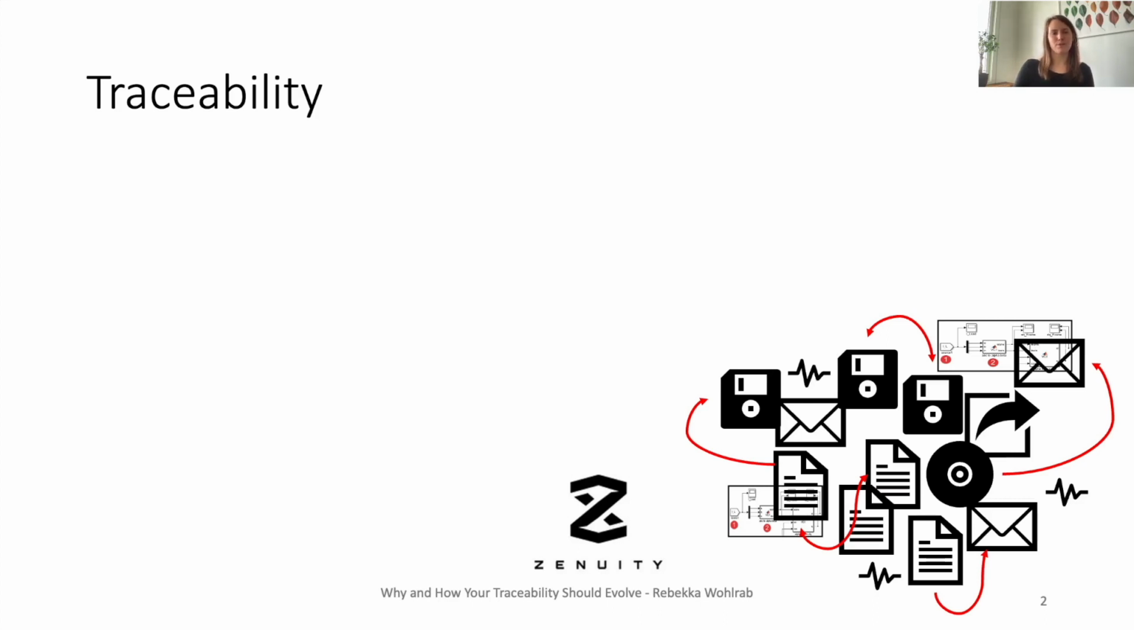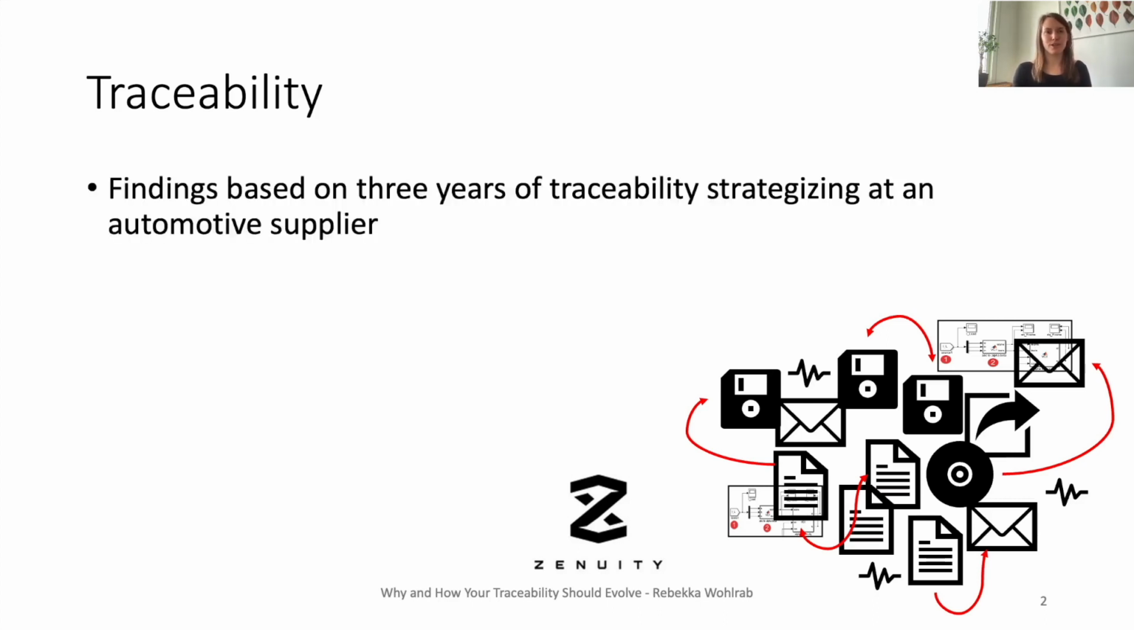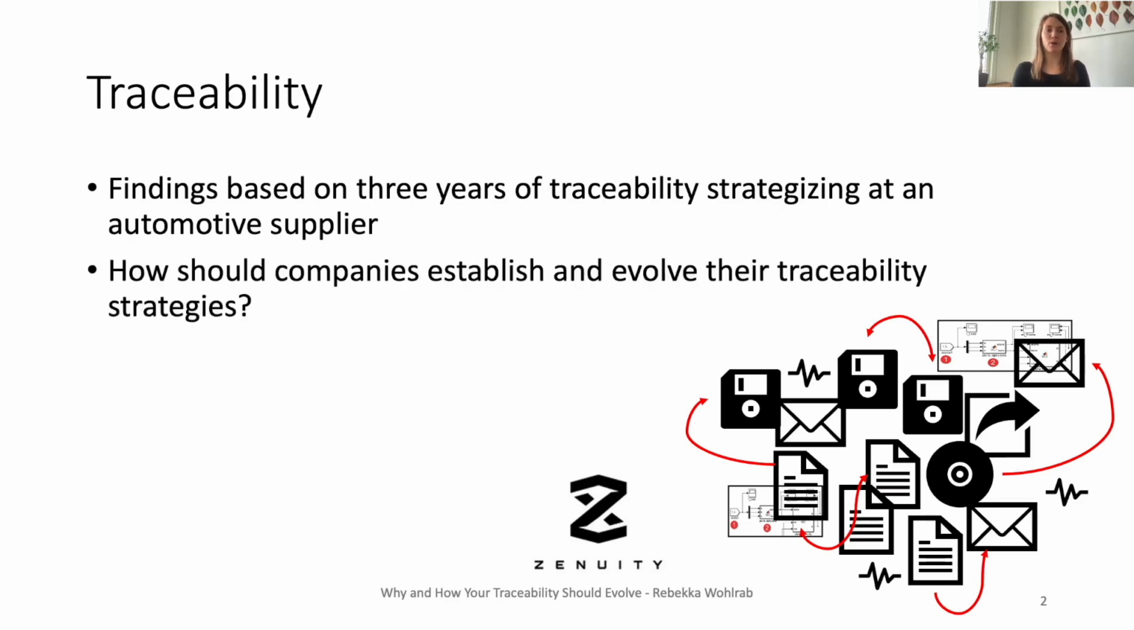We collaborated with Zenuity over a period of 3 years and saw how they conducted traceability strategizing. Our main questions were how companies establish and evolve their traceability strategies, and also how we can support practitioners better in the future with appropriate tooling.